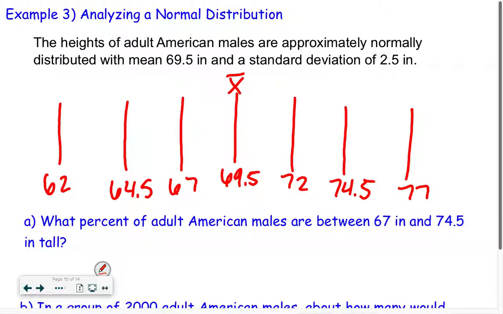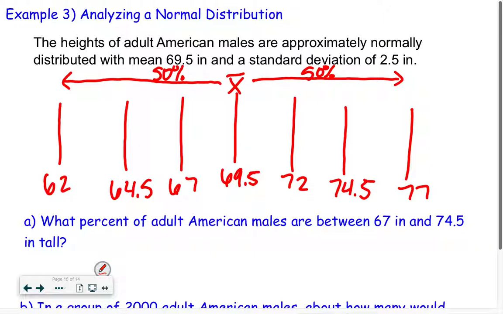Okay. Who can tell me what percent of data is all of the numbers less than 69.5? What percent is less than 69.5? 50. Yeah, it's half. 50% lie below. How much lie above? The other 50. Okay.